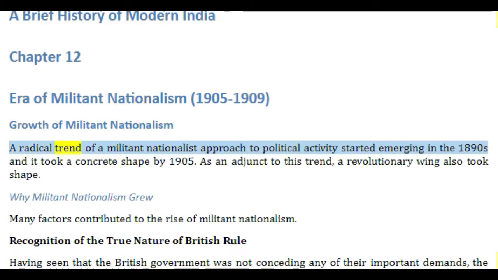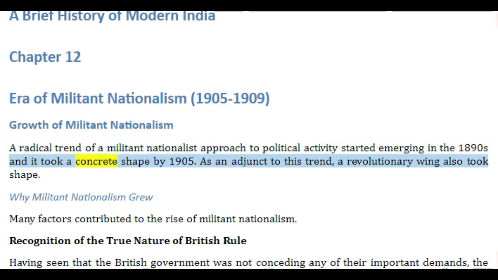A radical trend of a militant nationalist approach to political activity started emerging in the 1890s, and it took a concrete shape by 1905. As an adjunct to this trend, a revolutionary wing also took shape. Why did militant nationalism grow? Many factors contributed to the rise of militant nationalism.